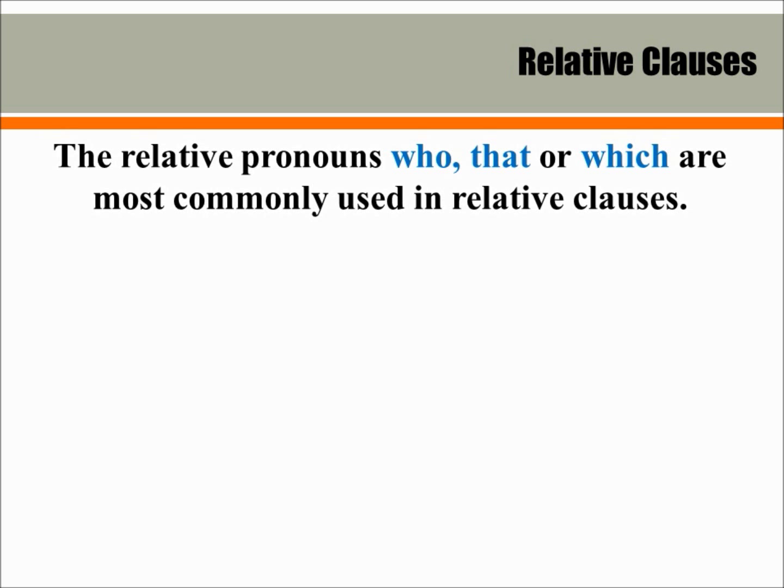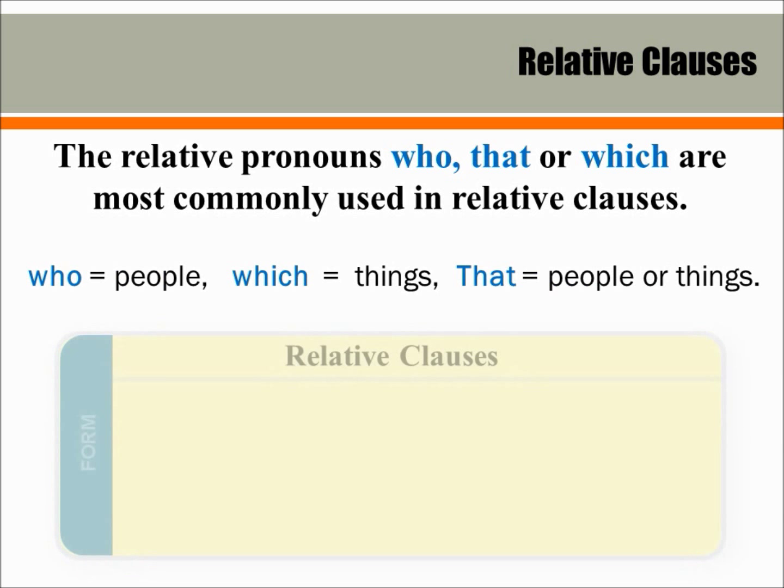The relative pronouns who, that, or which are most commonly used in relative clauses. We use "who" when we are talking about people, and "which" when we are talking about things. "That" can be used for both people and things. When talking about people, it is less common than "who," and when talking about things it is more common than "which," and also less formal.